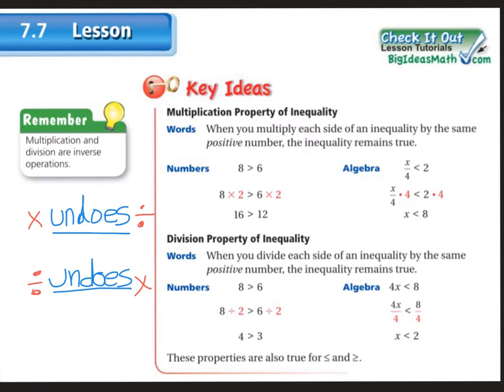So we can see here that they give us the example 8 is greater than 6. If we multiply 8 by 2 and we multiply 6 by 2, the same thing on both sides of the inequality, we get 16 is greater than 12, so it's still true.